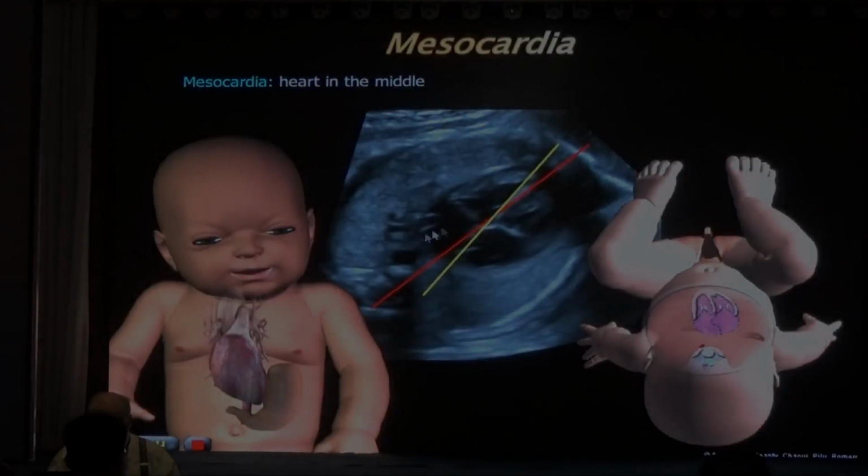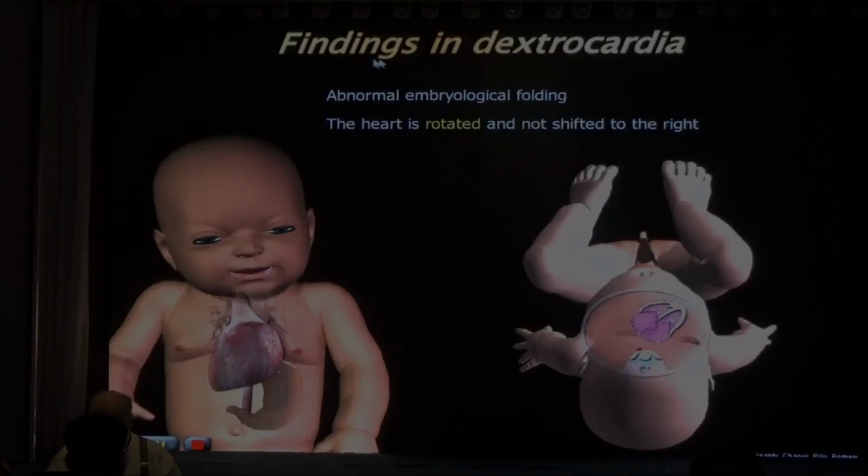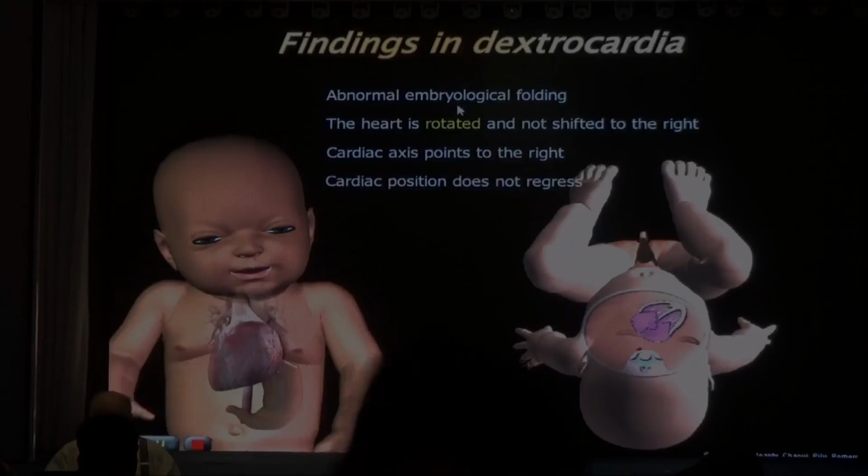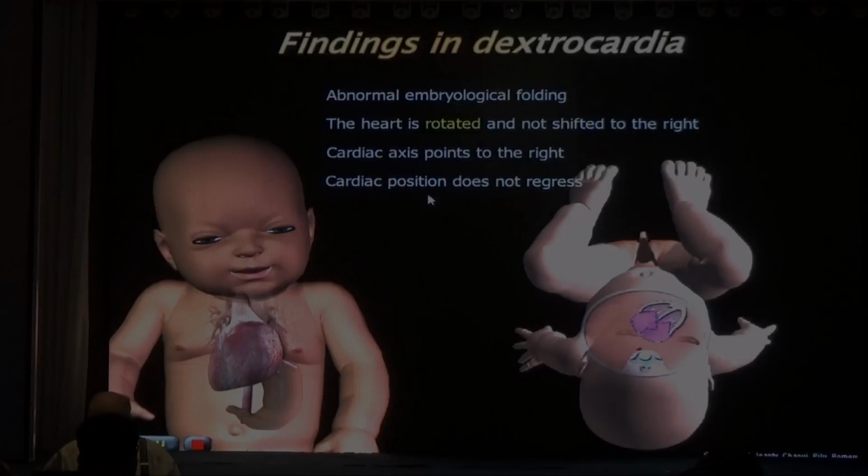So here we have mesocardia. The axis of the heart is aligned with the anterior-posterior line of the baby. So what are the findings in dextrocardia? This is an anomaly of embryological folding. The heart is rotated to the right side, it's not shifted to the right side, and the cardiac axis points to the right. Important to look at that. And the cardiac position does not change during the gestation.